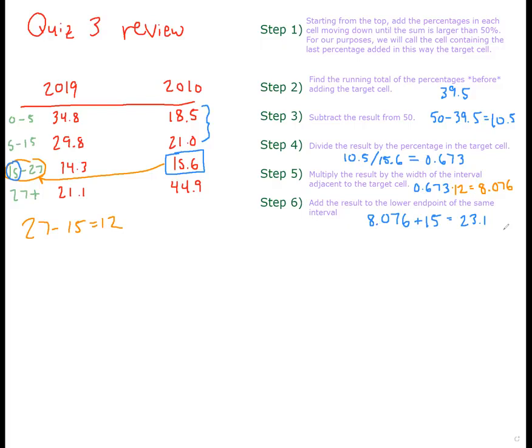I'm going to also double check my answer. I checked my answer. I got 23.076, which rounds to 23.1. So it seems good to me. Any questions on that?